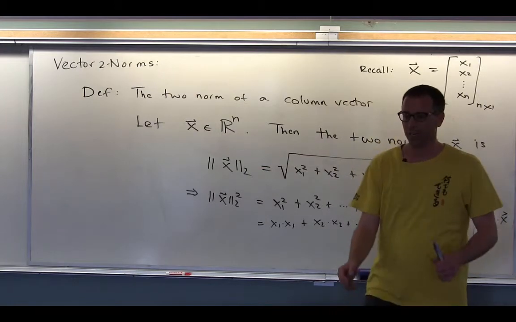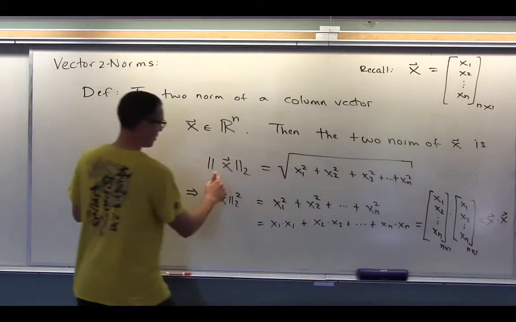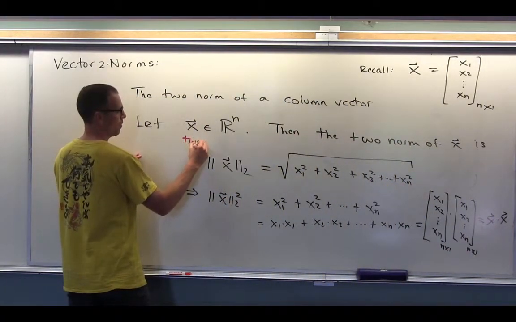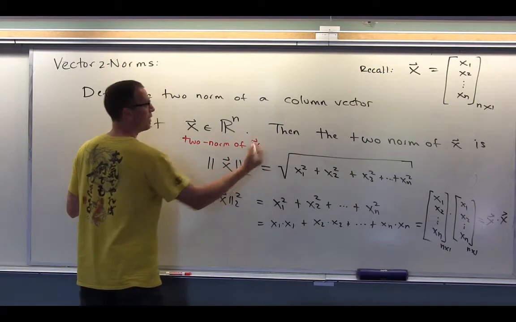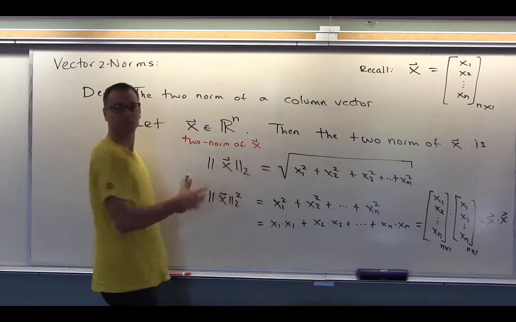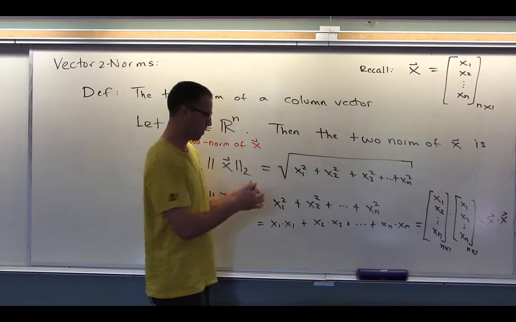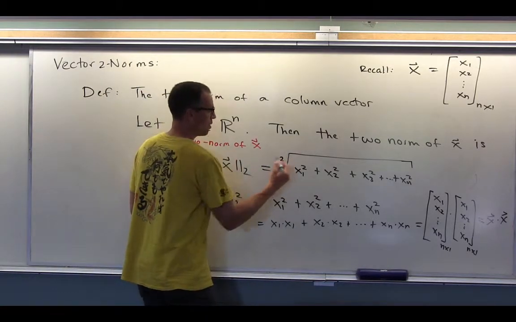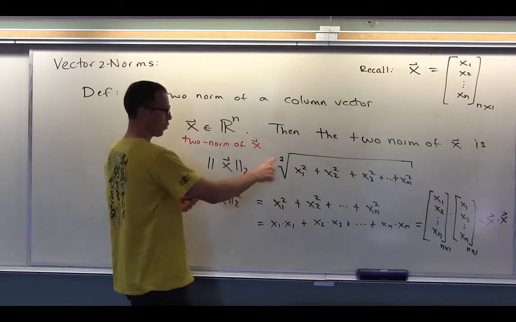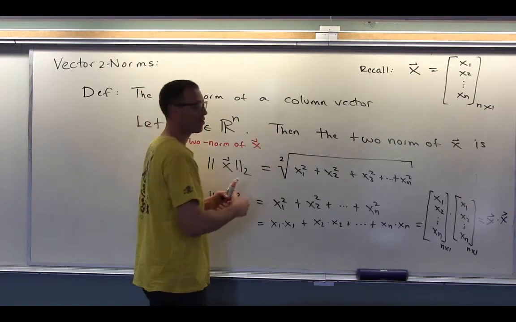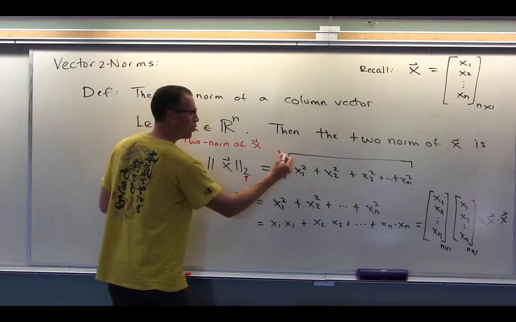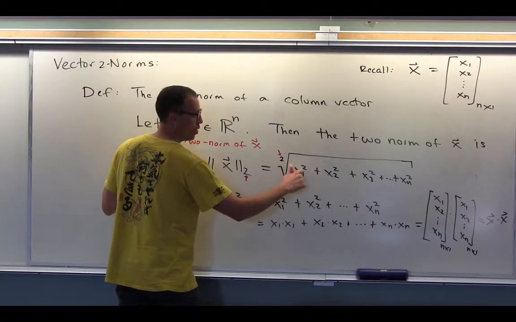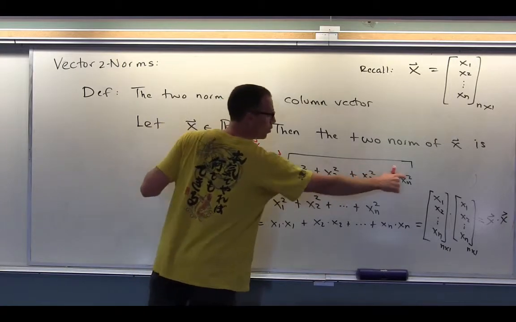Read it with me. We should read it in English. How do I read this thing? The two norm of x equals the square root of the sum of the squares. Claim this number 2 is related to these numbers there. So 2, 2, 2, 2, 2.